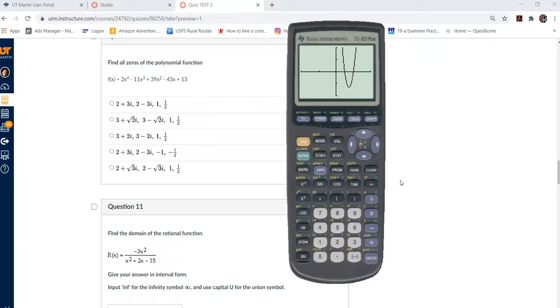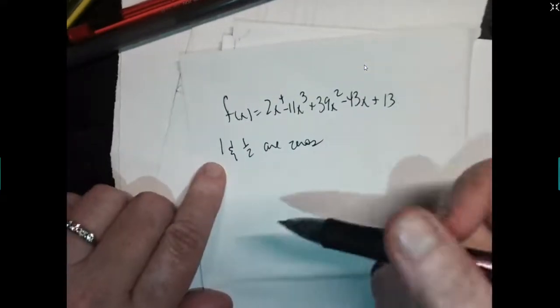So I've got 2x to the 4th minus 11x cubed plus 39x squared minus 43x plus 13. And 1 and 1/2 are zeros, and they look to be of multiplicity 1. They cross through, so they're odd multiplicity, and they're not flattened when they cross through. So they look to be multiplicity 1. Okay, so let's start with the easy one.